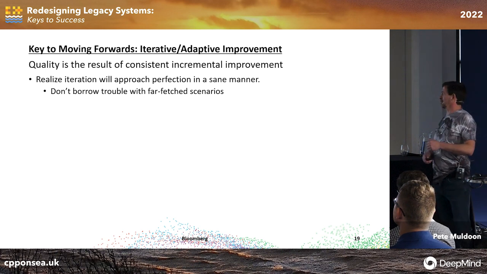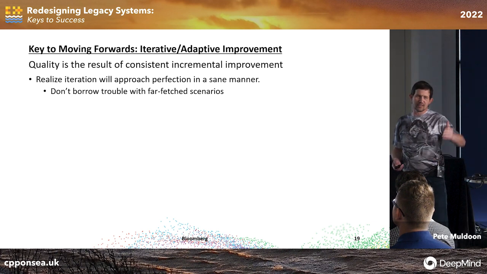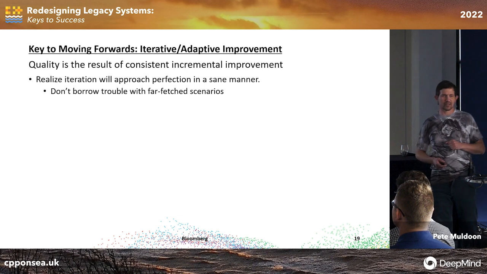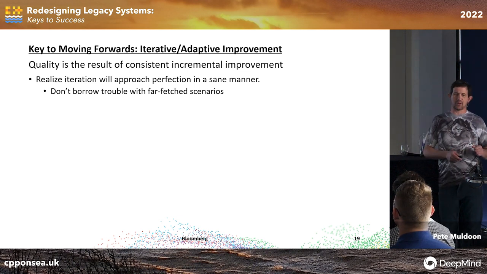Be wary of really far-fetched scenarios. What's going to happen when cosmic rays hit my data center and flip a couple of bits? Or I get a nuclear strike on the data center or something like this? These are really far out. Deal with immediate problems.